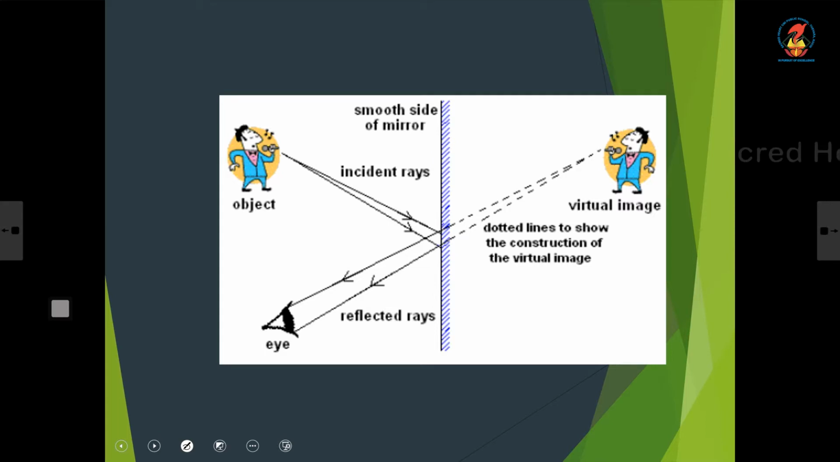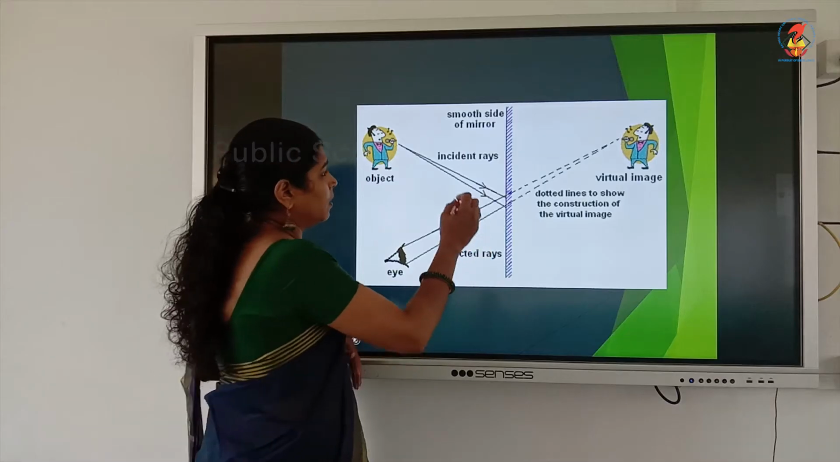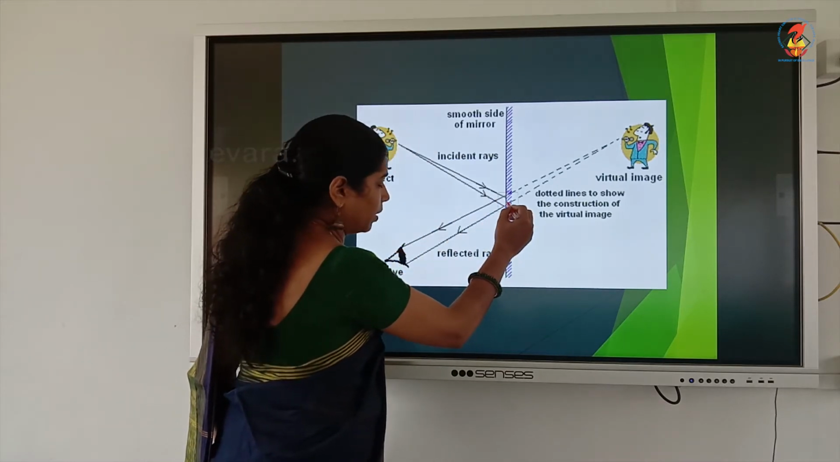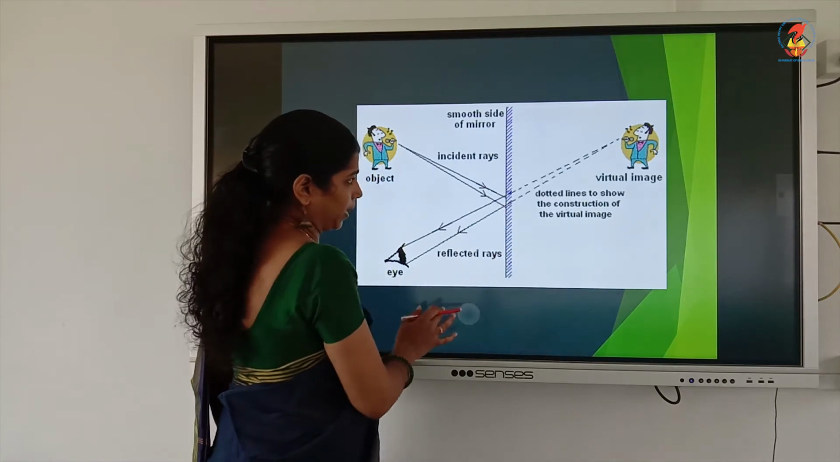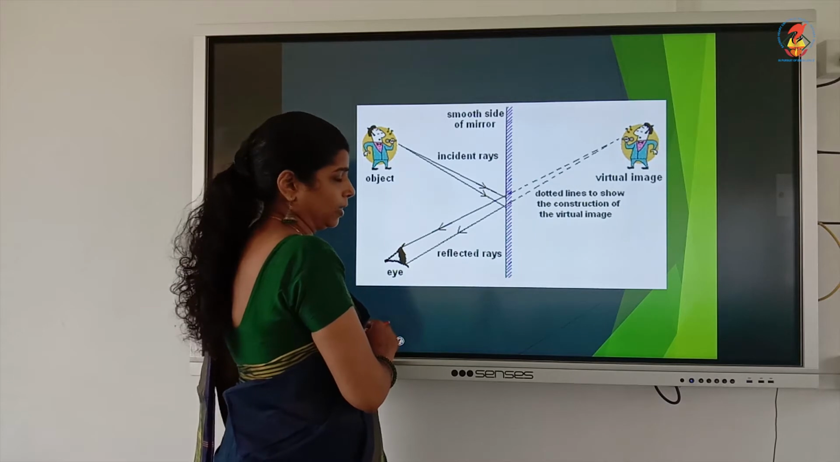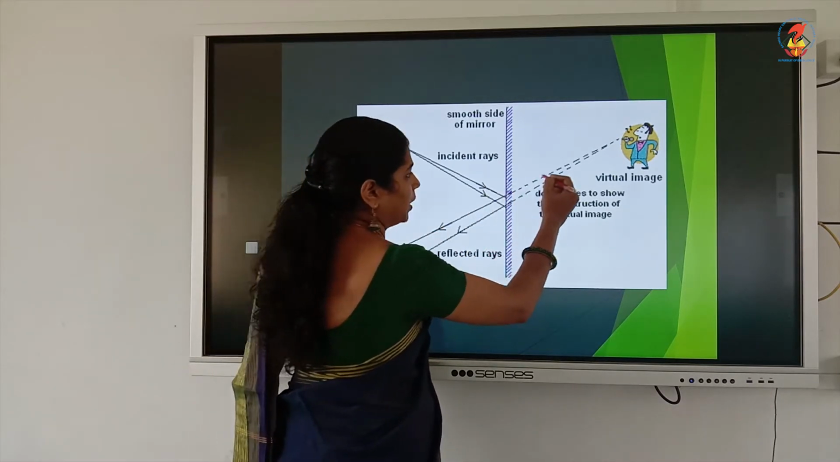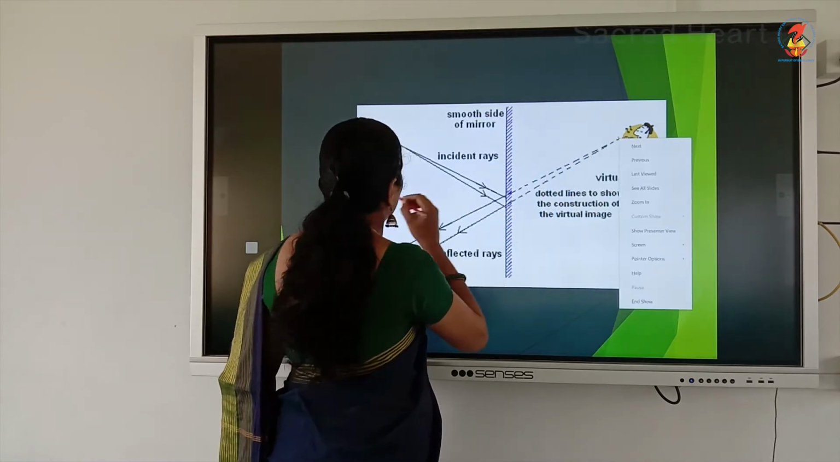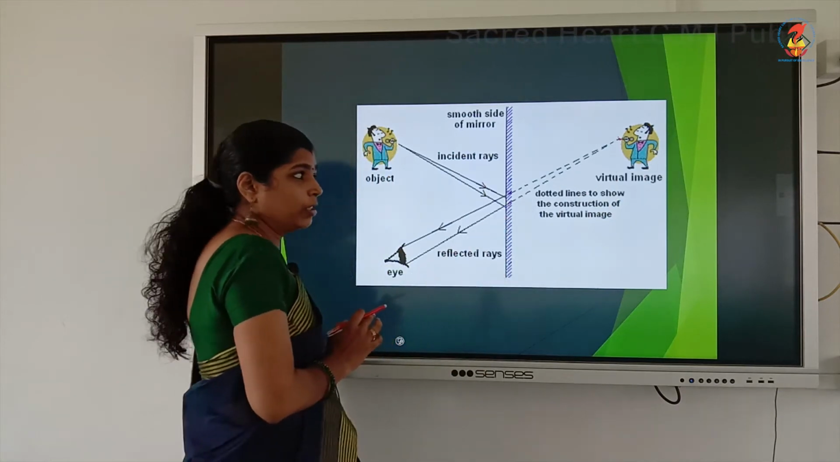Now, this is a ray diagram that represents the image formation by a plane mirror. This one is the incident ray. The light from this object falls on this mirror and is reflected back. We need to backtrace these reflected rays and you will get an image here. This one is the object and that one is a virtual image.